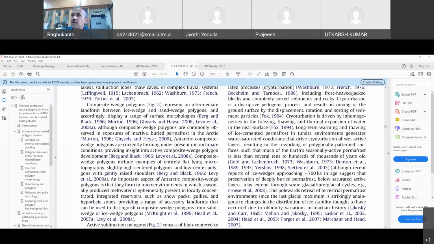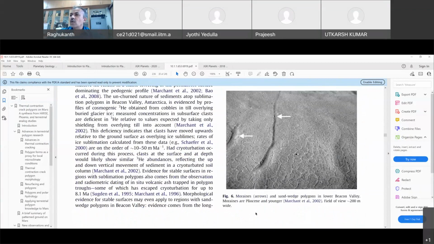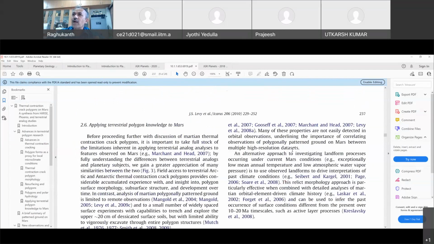Terrestrial analogs will say how this has formed, the same way. So this is Beacon Valley. Okay, so this is on Earth. So you compare this with Mars also. You can see this type of polygonal structures. You can see here, right? You will see these things in dried lake beds and others also. So similar things are there on Mars. So you explain by giving some kind of an analogy.